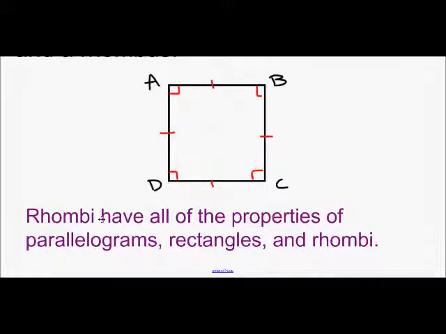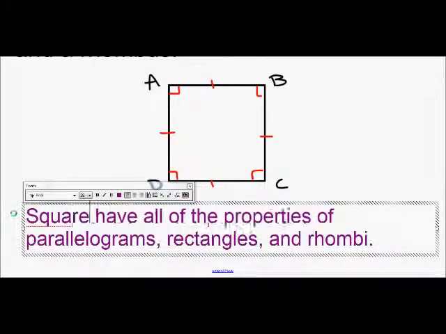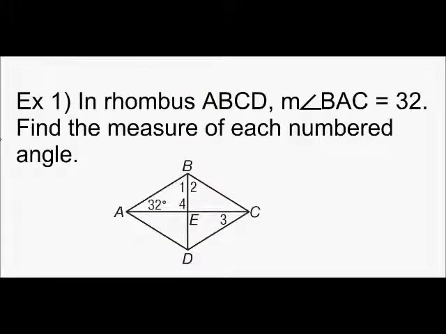Okay. Squares have all the properties of parallelograms, rectangles, and rhombi. Okay. Example 1. In rhombus ABCD, this one, the measure of angle BAC is 32 degrees. That's marked right here. BAC, 32 degrees. Find the measure of each numbered angle. So we'd find 1, 2, 3, and 4.